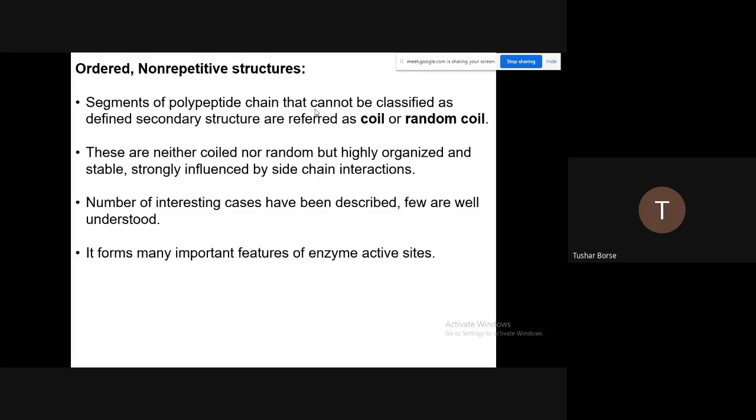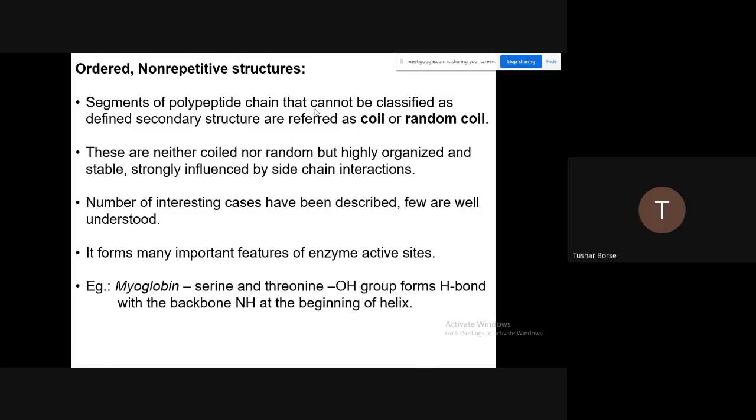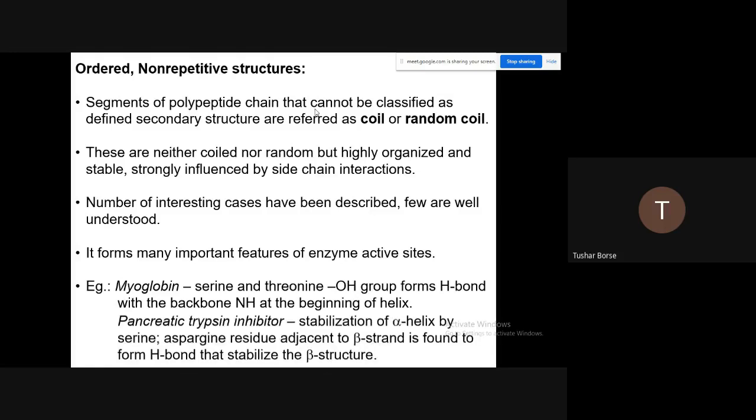So they have some important function at those particular active sites. An example could be myoglobin, which we know is responsible for oxygen transportation. Then pancreatic trypsin inhibitor will go and bind to some specific site of the protein and inhibit the activity of that protein. Such kinds of proteins have these ordered or non-repetitive structures.